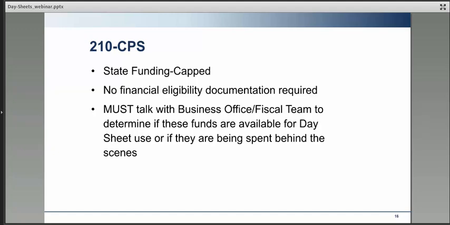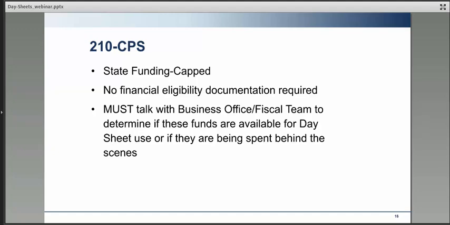You must be talking with your business office and the fiscal team to determine if these funds are available for day sheet use, because this funding that's provided by the legislature can also be utilized behind the scenes to pay for other things, not just for day sheet service time. So it's important that you're not coding this to day sheets if your business office is using it to pay for other appropriate eligible expenses, because what you're going to end up doing is essentially double billing and getting us back to that issue where you're writing a check to an account where there's no money available. So ongoing communication is a must.